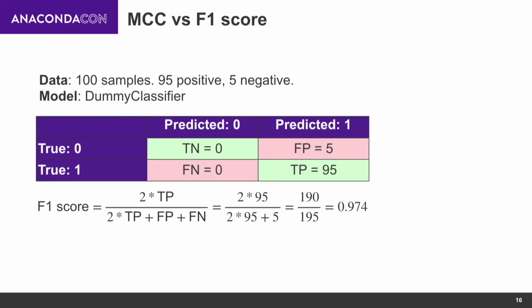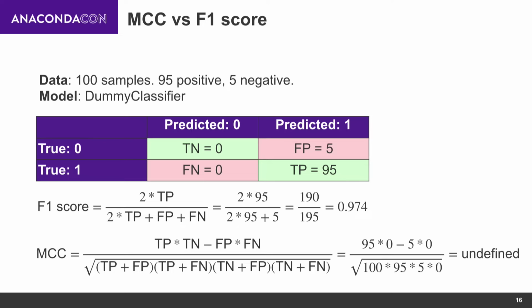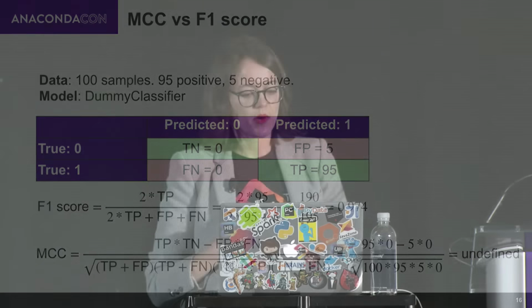Now, we're going to calculate F1 score, and it's going to be even better than accuracy. It's going to be 0.97. And then MCC is going to be undefined. Scikit-learn is going to return 0 and give you a huge red warning because you're dividing by 0. And this is good because this is the only metric so far that gave you any red flag, any indication that something fishy is going on with your model. And it is because it's a dummy classifier. There's nothing good about it.